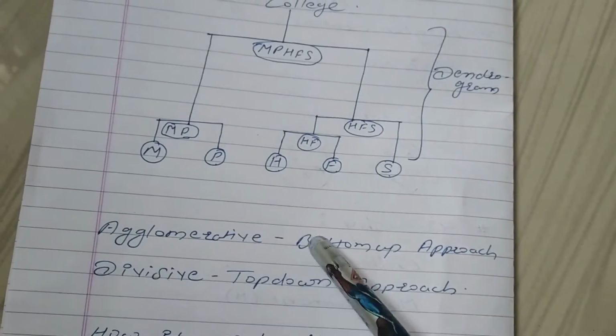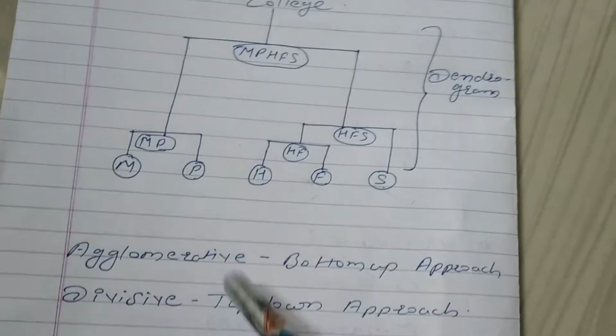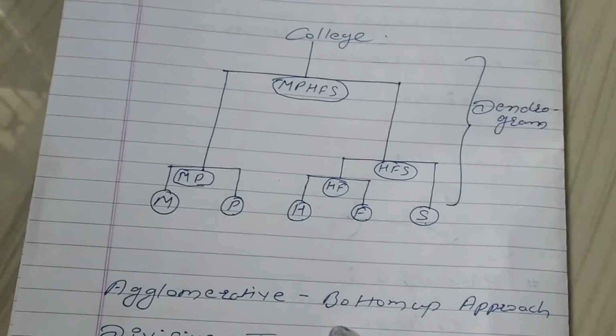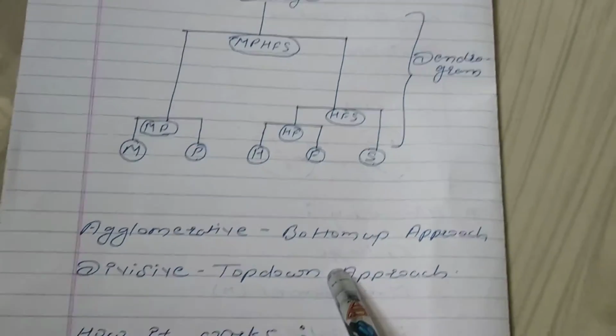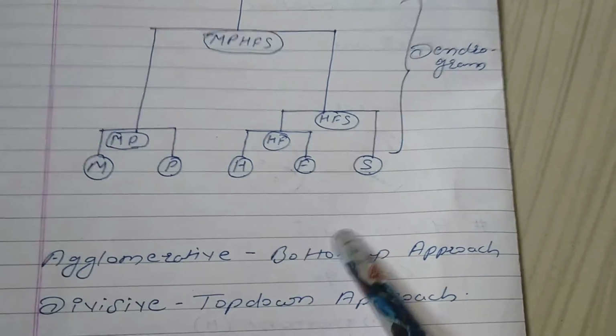But generally we use the agglomerative method only. That is the bottom up approach, right? And here we are creating a cluster of the clusters, right? We'll see now how it works. So I think you are clear with the agglomerative and divisive approach.